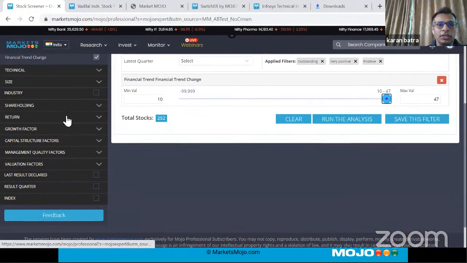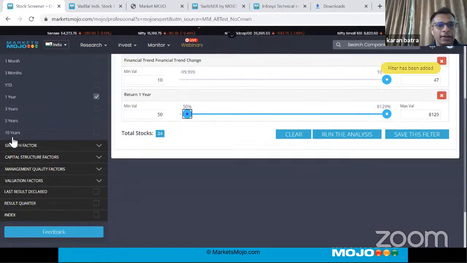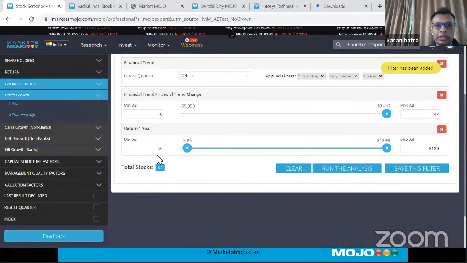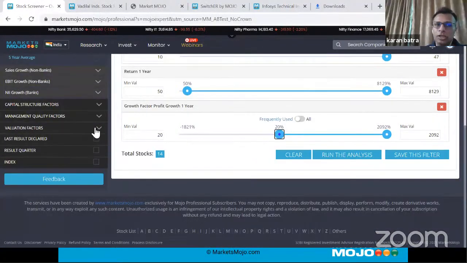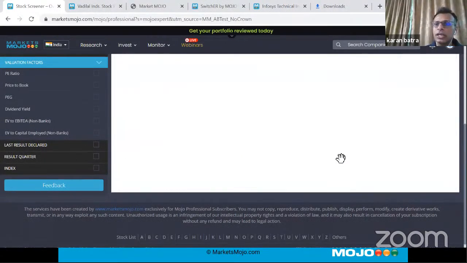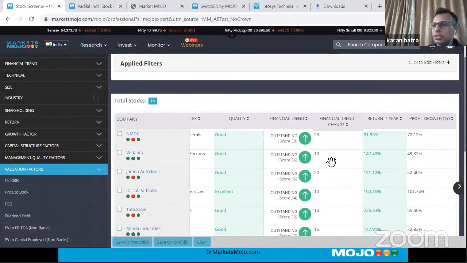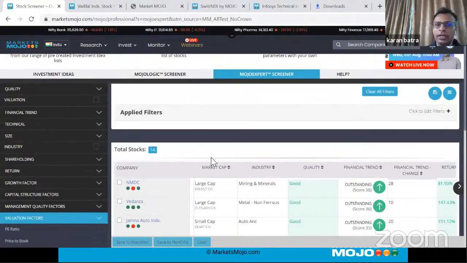And let's say I want the return in the last 1 year to be at least 50%, and profit growth in the last 1 year to be at least 20%. Let's say I put these parameters. I can put other parameters like I want a P ratio of this much or in this range. I can run this analysis and these are the stocks that come out. All the parameters that I've selected will be here. And again, I can save the screen. I can add these stocks to the watch list.